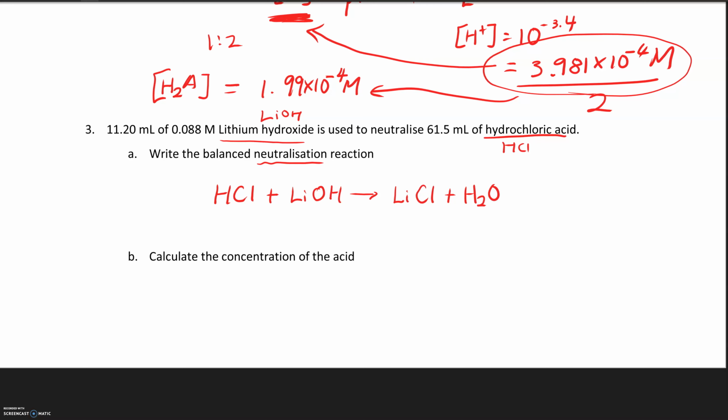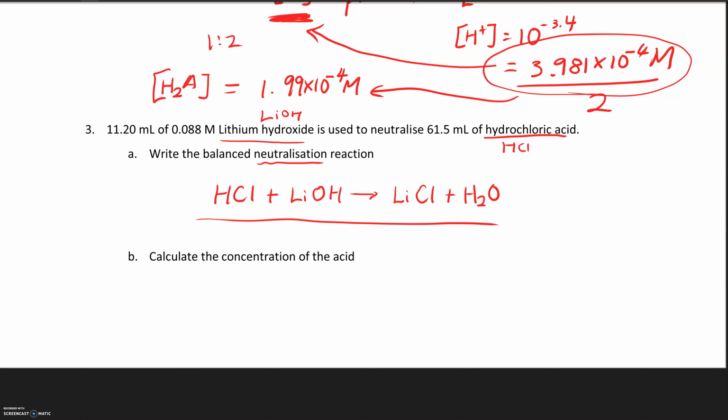All right, so this is our complete neutralization reaction, and it says the balanced one. So to check if it's balanced, we have 2 hydrogens on the reactants, and we have 2 hydrogens as a product. That's balanced. 1 chlorine on the reactant and 1 chlorine on the product. That's balanced. 1 lithium and 1 lithium, balanced. 1 oxygen balanced, and we already did the hydrogen from prior.